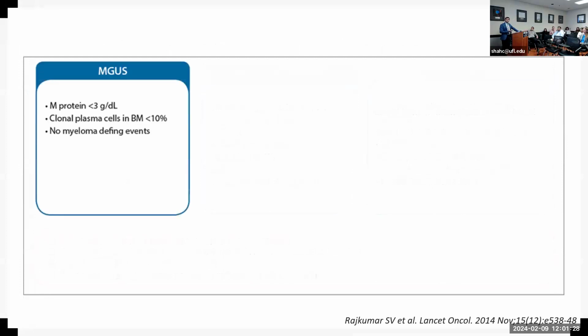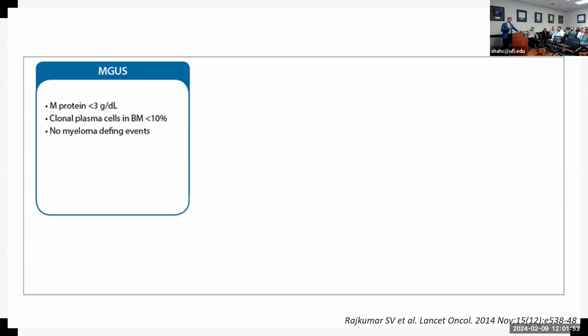We'll start with MGUS, monoclonal gammopathy of undetermined significance, which is defined as M protein, monoclonal protein, less than 3 grams, the M spike. And if we were to do a bone marrow biopsy, they should have less than 10% plasma cell clone in the bone marrow. But they should not have any myeloma defining events. We're going to define which are myeloma defining events in a minute.